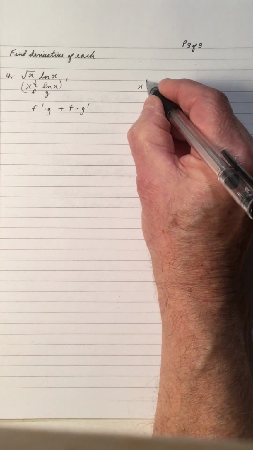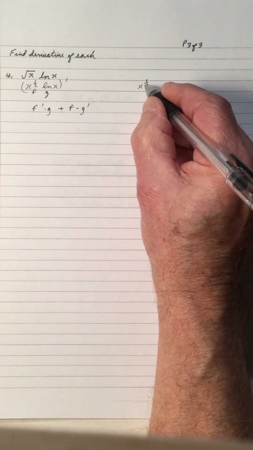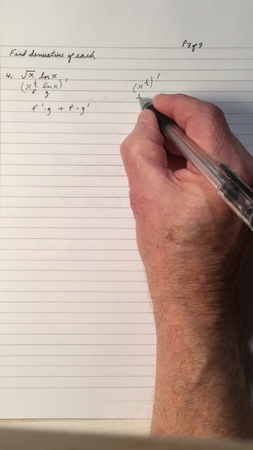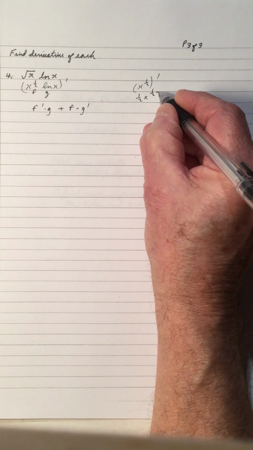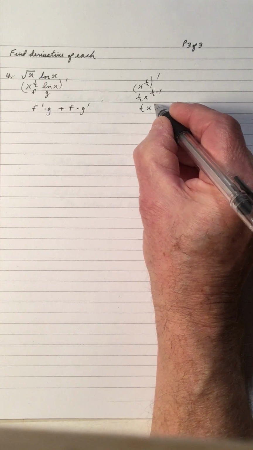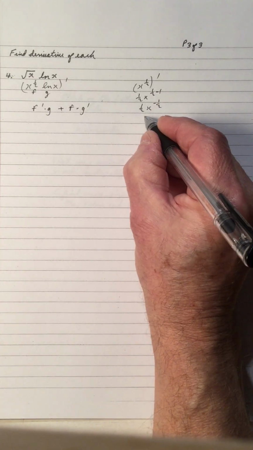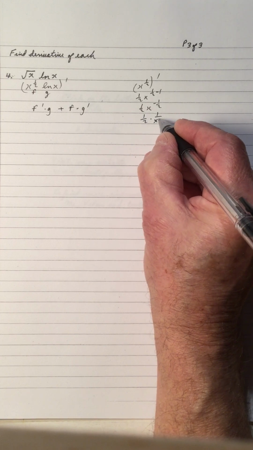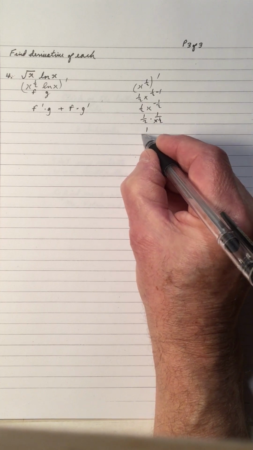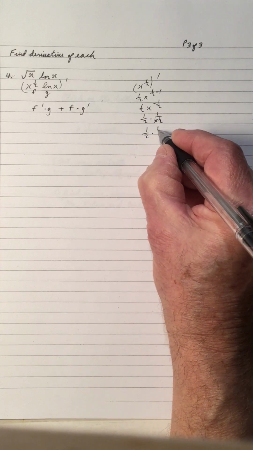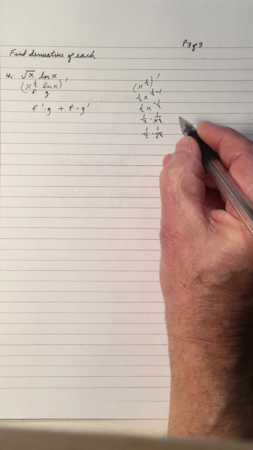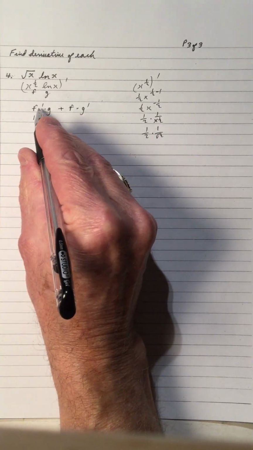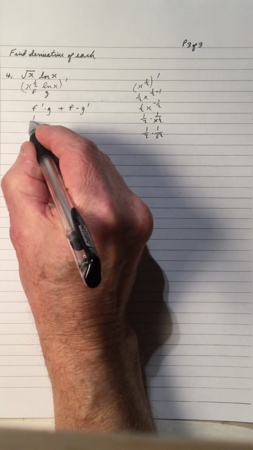Now, the derivative of x to the half, let's do the derivatives on the side. So this is a half, x to the half minus 1. So this is a half, x to the negative a half. So this is a half times 1 over x to the half. So this is 1/2, and 1 over x to the half is the square root of x. So this is the derivative of f, which is right here.